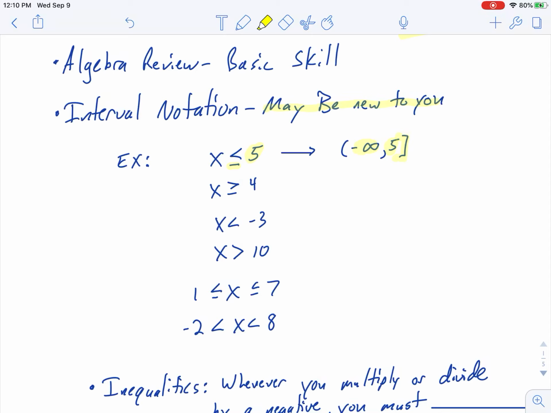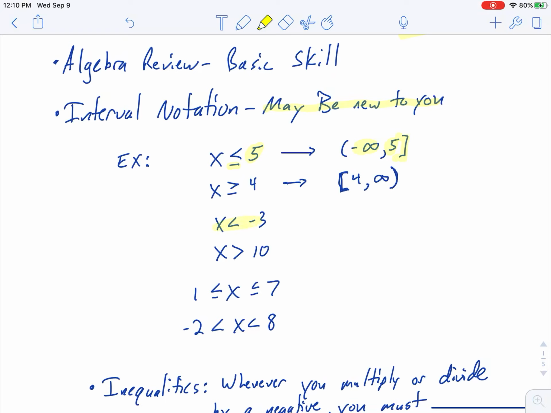If we had the next one, x greater than or equal to 4, it's going to look like this. From 4 to positive infinity. So greater than or equal to 4 includes 4. That's this square bracket. 4 is the first or the starting number. And then how far to the right do you go if you're counting up or greater than 4? Well, forever. So there's infinity. And infinity always has a parenthesis on it.